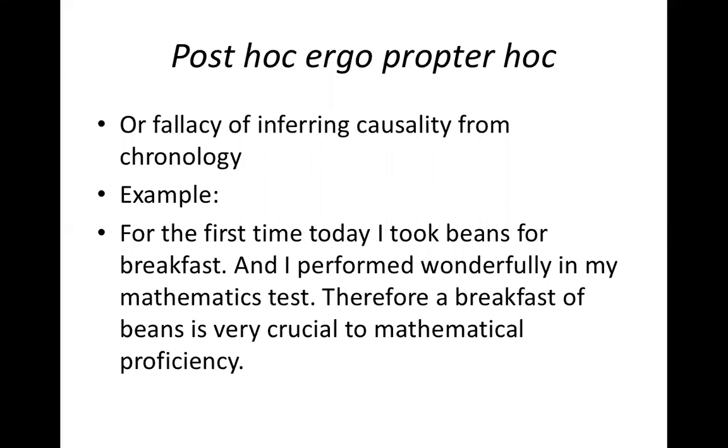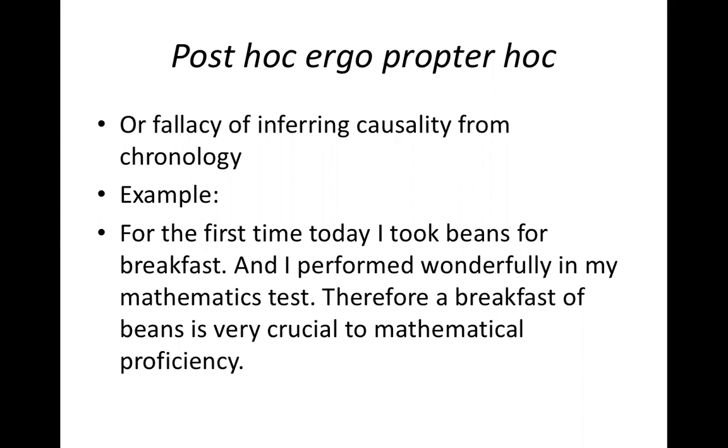Example: for the first time today, I took beans for breakfast and I performed wonderfully in my mathematics test. Therefore, a breakfast of beans is very crucial to mathematical proficiency. So for the first time in your life, you take beans for breakfast and then you go in for a mathematics test and you get 100%, probably also for the first time. And then you become tempted to think that the beans could have something to do with your performance, particularly because you ate it for the first time and look at the result, which is also the first ever result of that kind you are seeing.